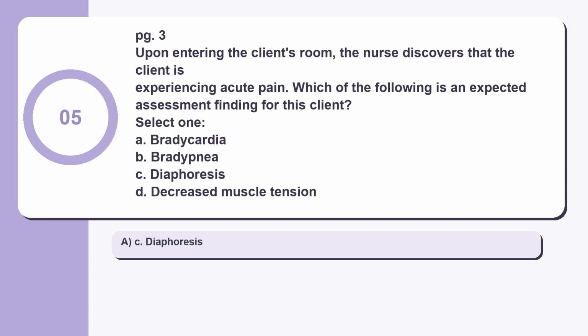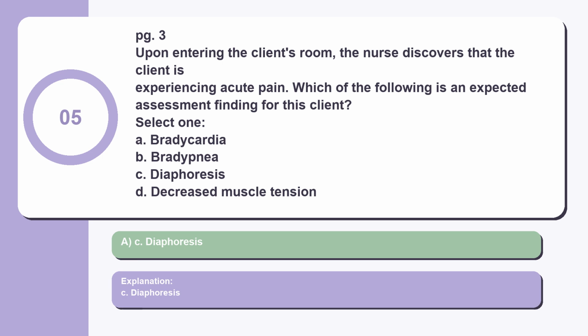Question 5. Upon entering the client's room, the nurse discovers that the client is experiencing acute pain. Which of the following is an expected assessment finding for this client? Select 1. A. Bradycardia. B. Bradypnea. C. Diaphoresis. D. Decreased muscle tension. Answer: C. Diaphoresis.